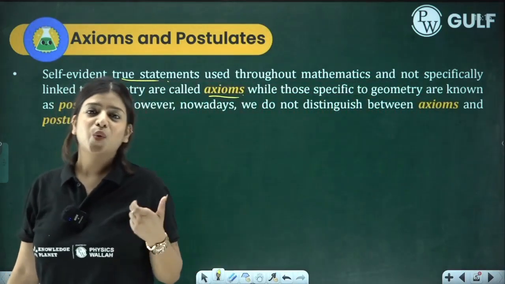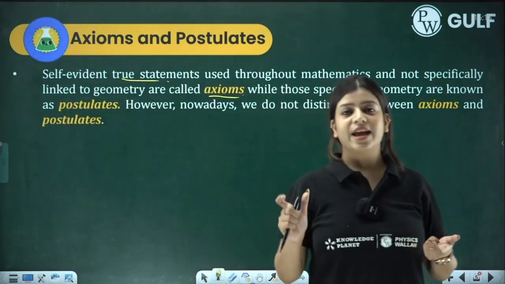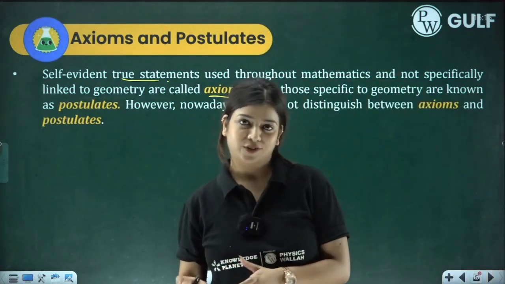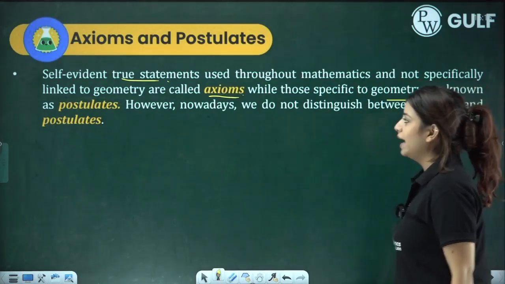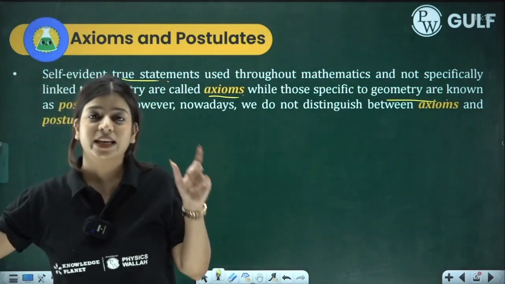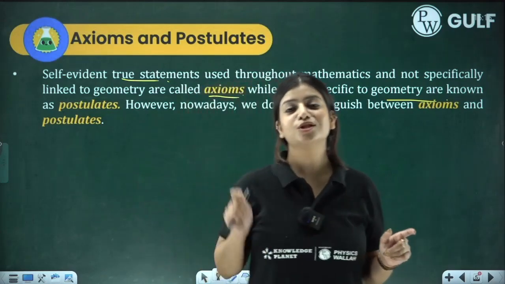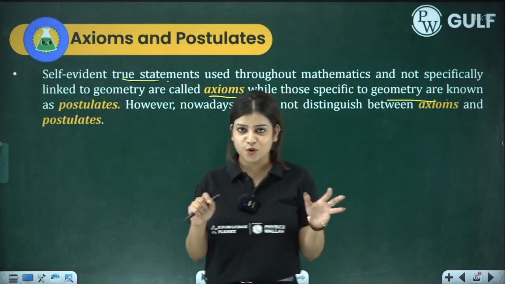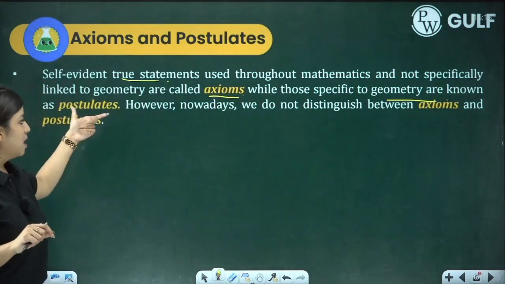An axiom is the word given where a particular axiom can be used throughout mathematics, not only in the geometry portion, right? But when we talk about an axiom that is specifically used only and only in geometry, that portion of mathematics which is known as geometry, that part is known as postulates.